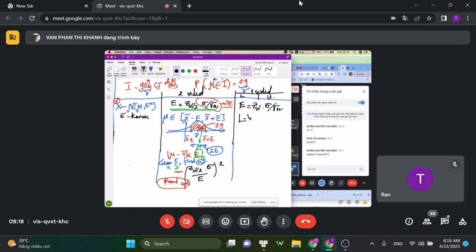lower bound is x bar minus E. The upper bound is x bar plus E. Our interval here will be lower bound to infinity, and here minus infinity to the upper bound, right?